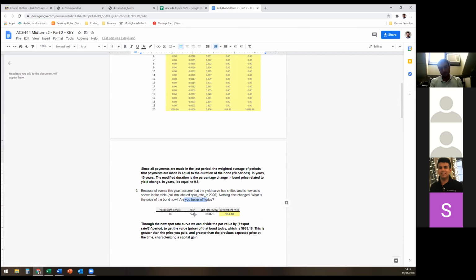Now, fast forward to today, there's 5 years already that went by, and you are now in 2020. So looking at the spot rate today, you can use that to find here your current bond price. So you should be able to do here 1 plus spot rate divided by 2 raised to the 10th here to get the value of the bond today, which is 963.